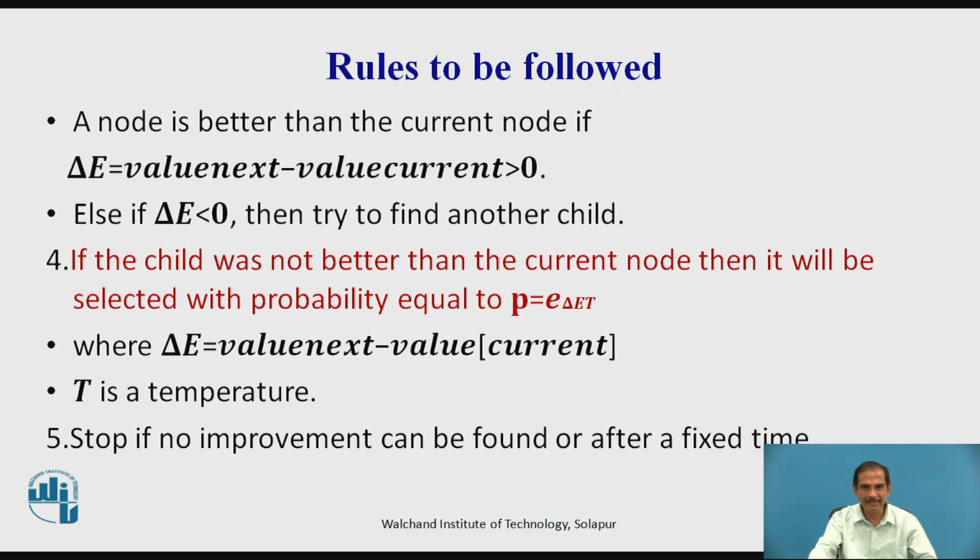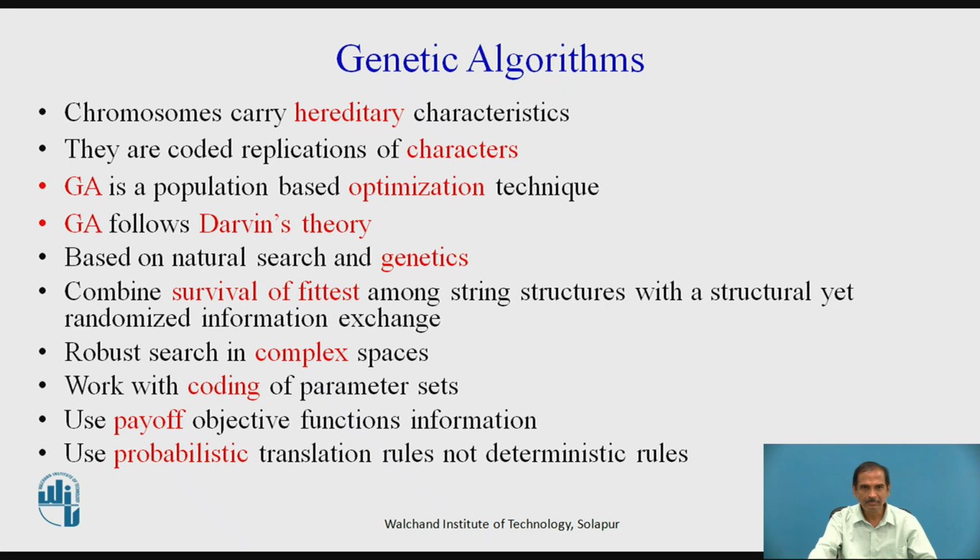If the child was not better than the current node, it will be selected with the probability equal to e to the power of delta E by T, where delta E is the value of the next minus the value of the current node and T is the temperature. You stop doing this if no improvement can be found or after a fixed amount of time.